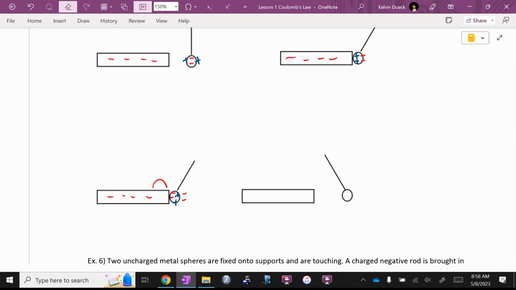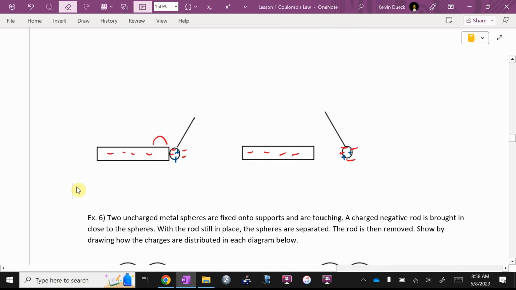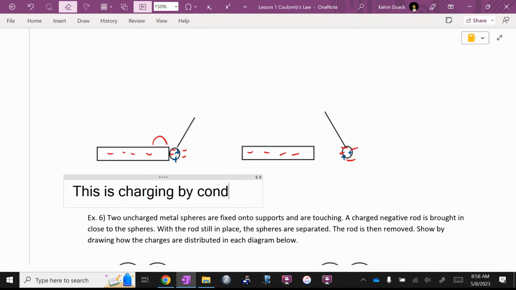Now, Kenta, what's the charge on the ball overall? Is the net charge positive or negative? Now it's negative, and now like charges repel. This is charging by conduction. What does conduction mean? We came in physical contact, and charges were actually transferred from one object to another.